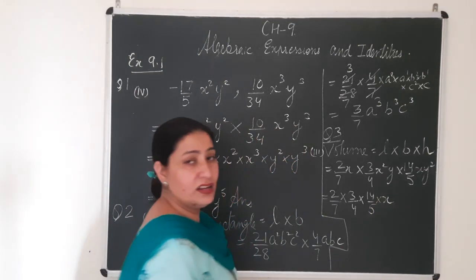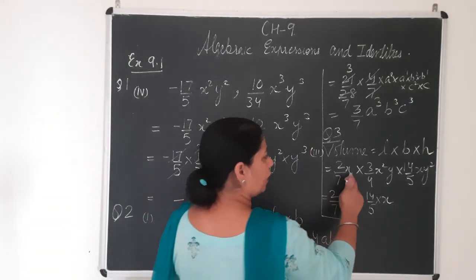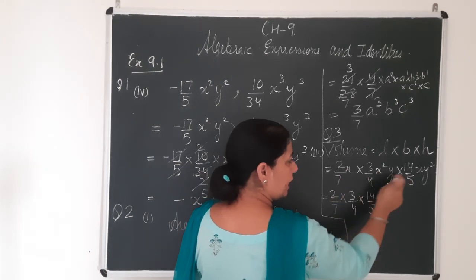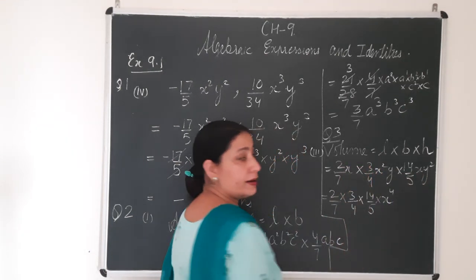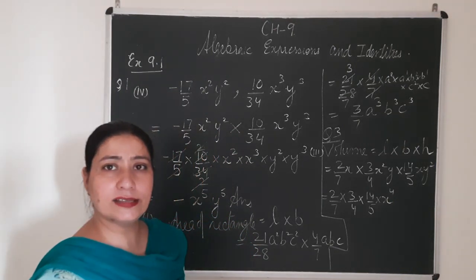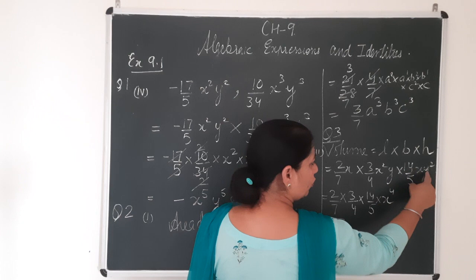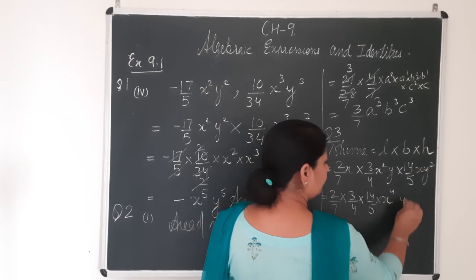There is another easier way of doing it, beta. Just count how many x you have. 1, 2 here, 2 and 1, 3 and 1, 4. So you can directly also write down with practice that x is power 4. Similarly, how many y's? 1 y here and 2 y's here. 2 and 1 becomes 3.